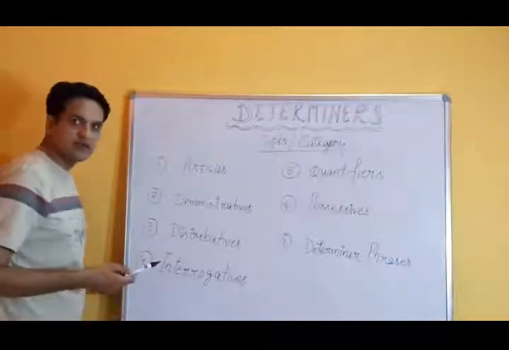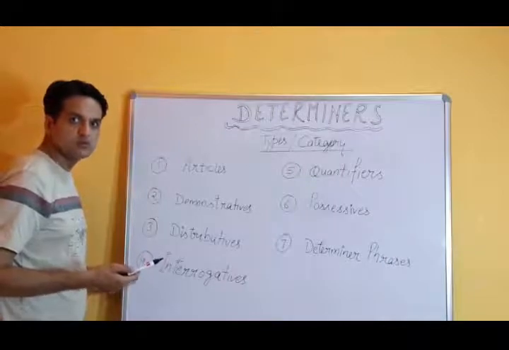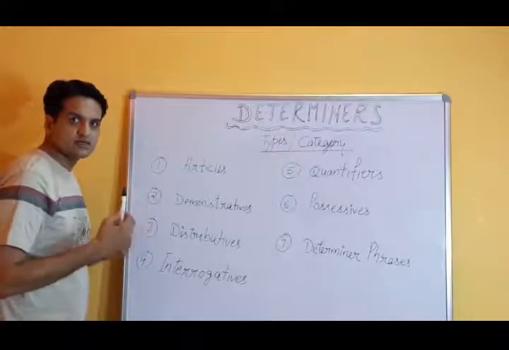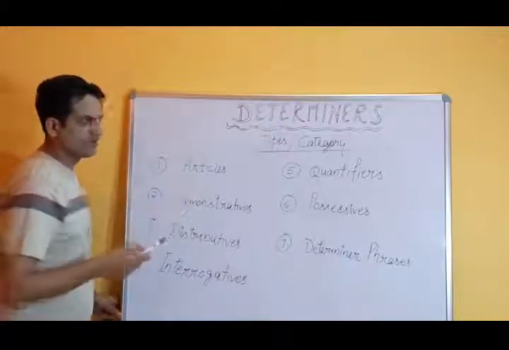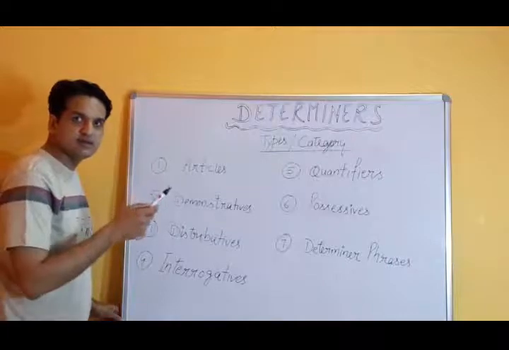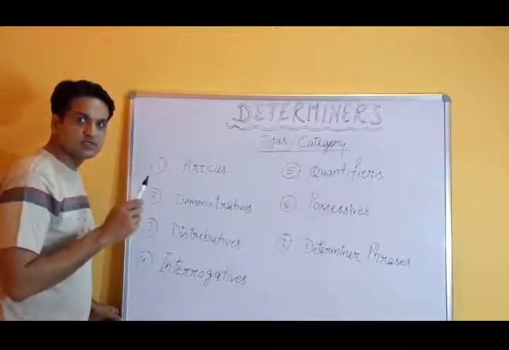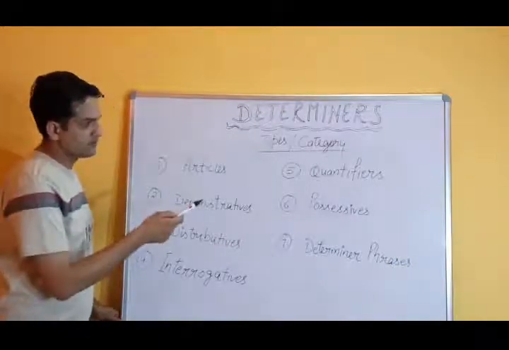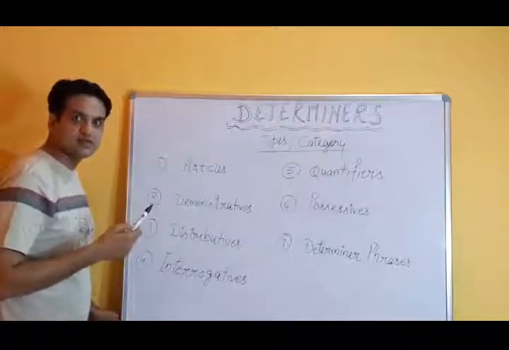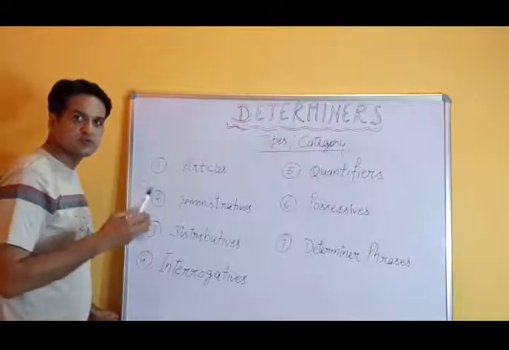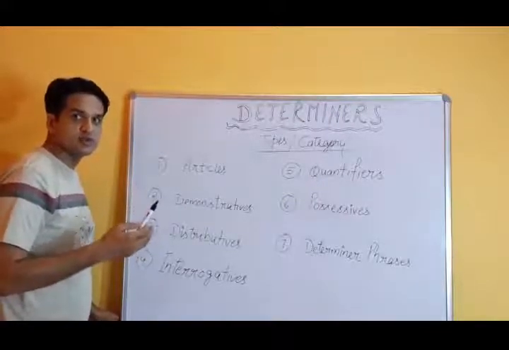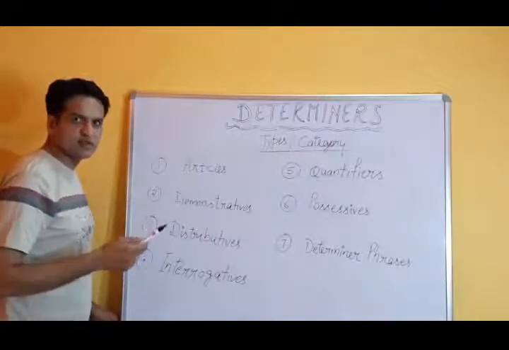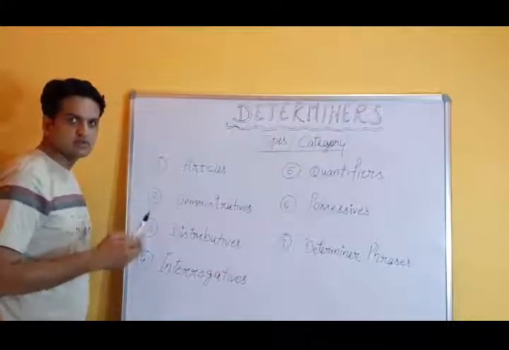Interrogatives. Interrogatives like which, what, whose. These are the determiners which, with the help of a question, determine a noun. Quantifiers. Quantifiers are determiners which determine the quantity, whether it is specific or unspecific. Possessives. Possessives are the determiners which determine the possession of the noun, in whose possession the noun is. Who has that thing. Determiner phrases. There are various phrases which act as determiners.